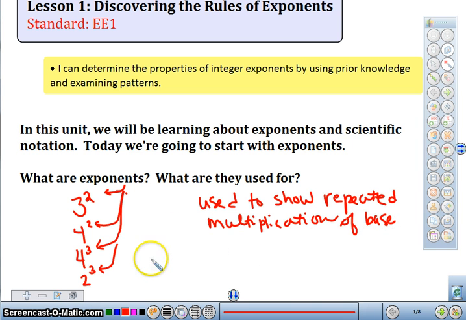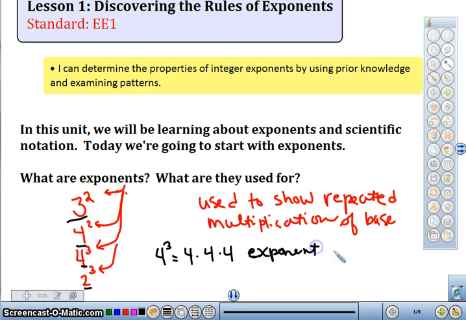The base is the number, like if we were looking at our bases, they would be 3, 4, 4, and 2. So when we look at 4 to the third, what does that mean? It means it's showing us to multiply 3 times the base 4. So the exponent tells us how many times to multiply. And in this case, it would have 3 4s.